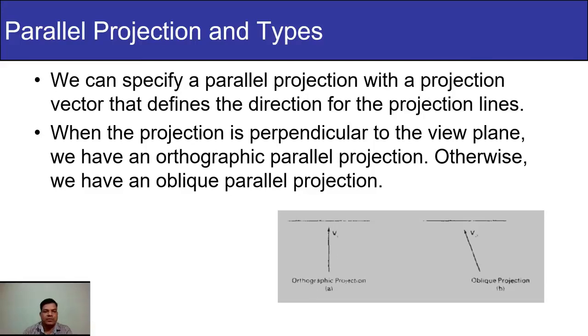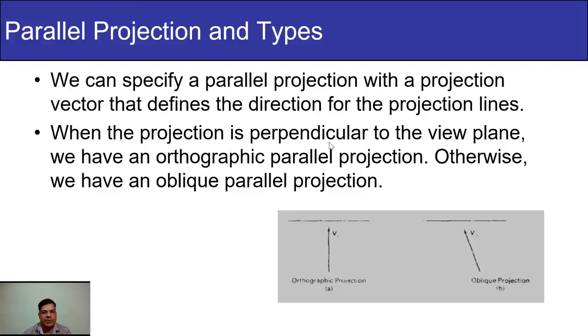As I have already said, when the projection lines are parallel and they intersect the view plane, this type of projection is called parallel projection. Parallel projections are of two types. First is orthographic parallel projection and second is oblique parallel projection. We can specify a parallel projection with a projection vector that defines the direction of the projection lines.